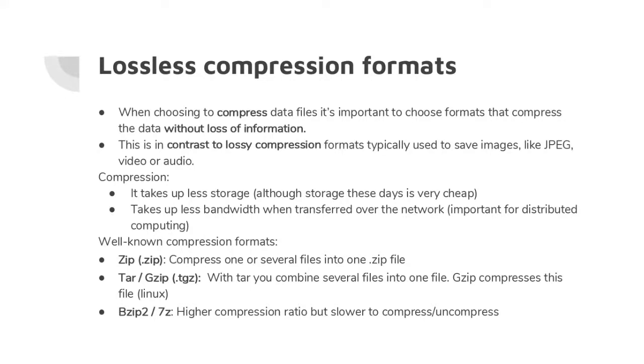Especially for images, the advantage is that it takes way less storage space. That's important for images on the web, because you want to load them quickly and not wait 10 seconds before a full 5 megabyte image is downloaded. But for data, you often want compression without loss of information. That takes less storage and also less bandwidth when transferred over the network. So compression formats include zip. Zip is the most important one.